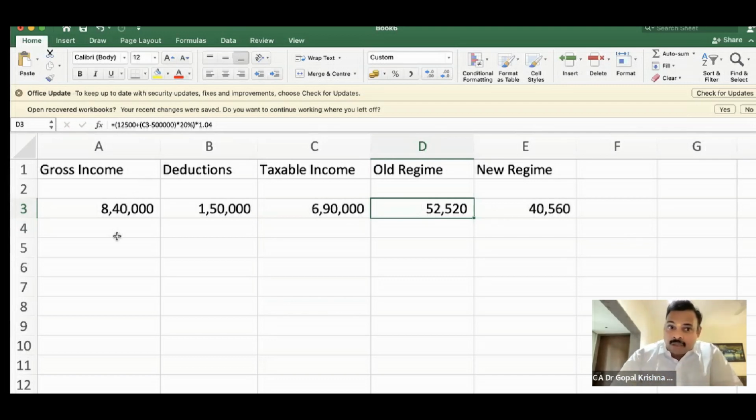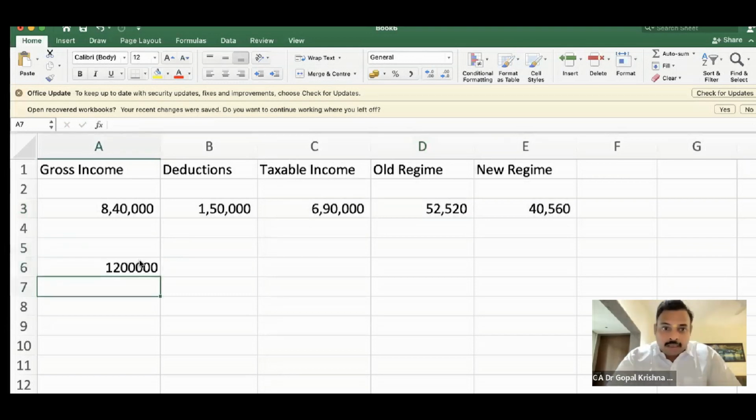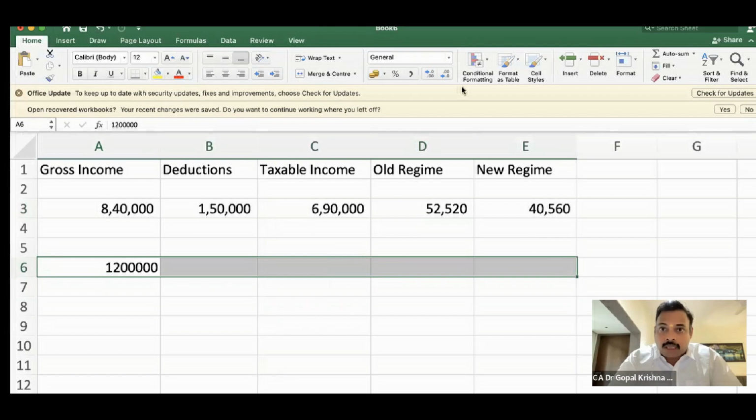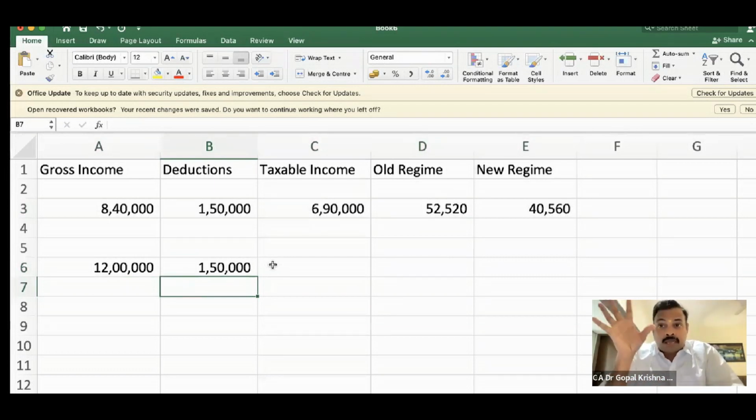So for 8,40,000, the new regime is better. But the same will not work out for maybe 12 lakhs. I'll just check it up. So let me take the same deductions, 1 lakh 50. But there is one more new deduction that is eligible. That is, both deductions are eligible. What is it? The 50,000 standard deduction.